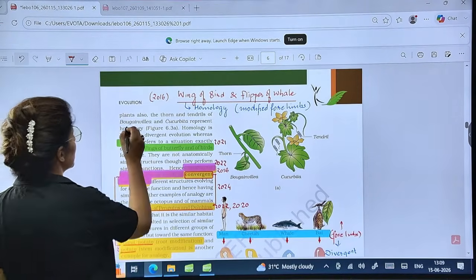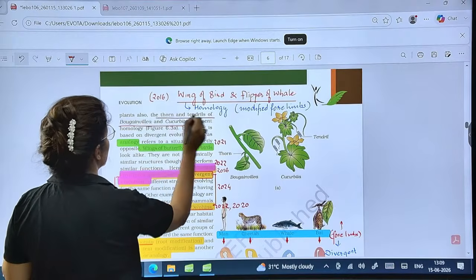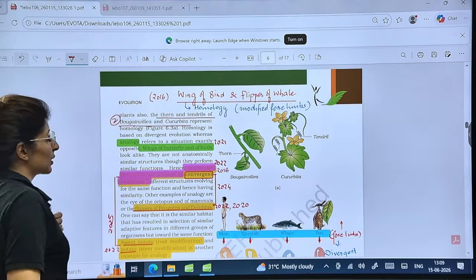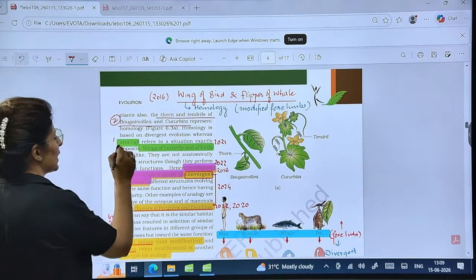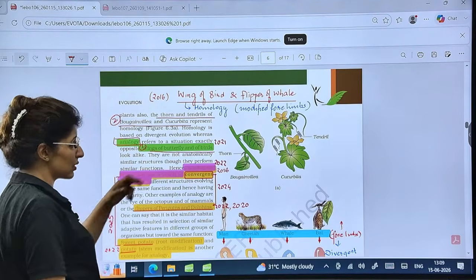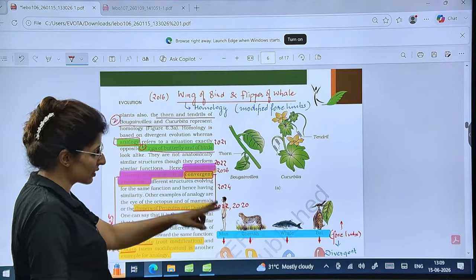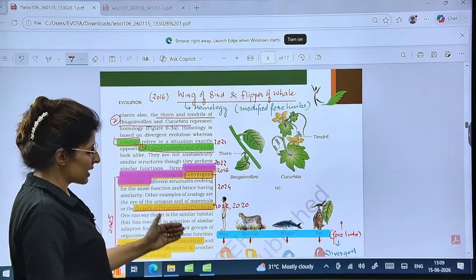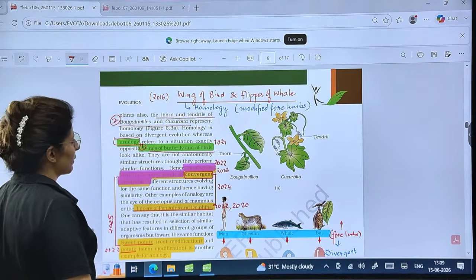Then coming on to another example, the thorn and tendrils of bougainvillea and cucurbita. While if we talk about analogy, the first example is wings of butterfly and wings of birds. All these examples have been asked. Look at the years. So all the examples have been asked one or the other point of time.